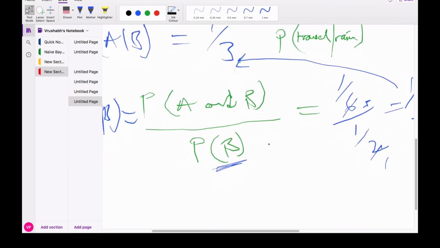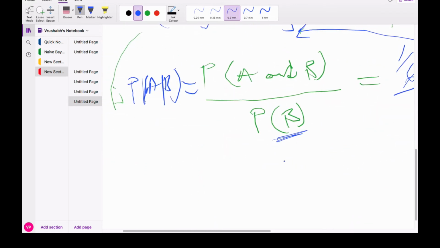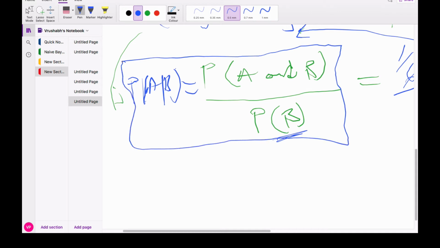Which is the same thing that we have over here. So now we can establish this in the form of a formula in this way. Okay, so this is the conditional probability, right? This is the conditional probability that we have over here.